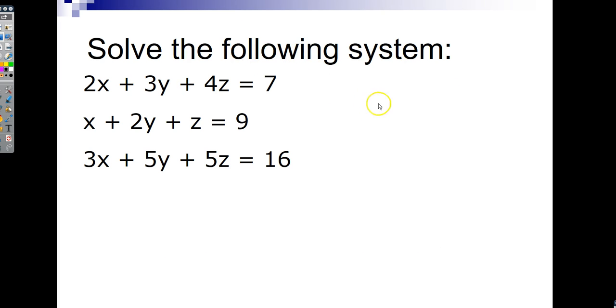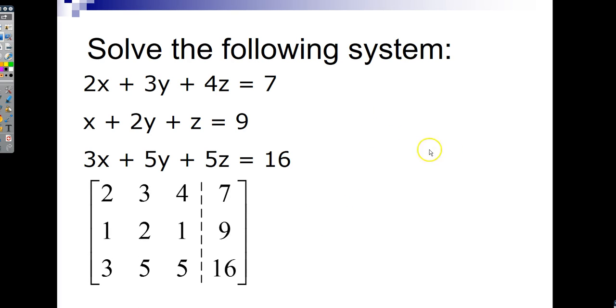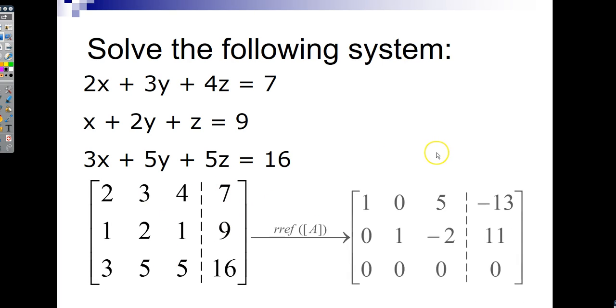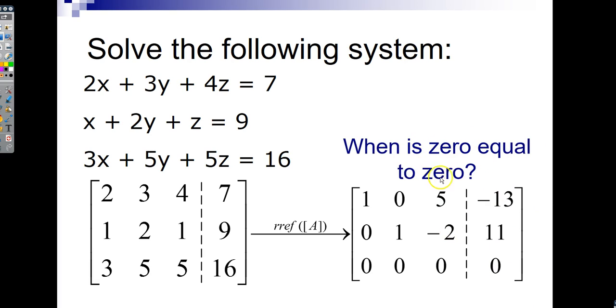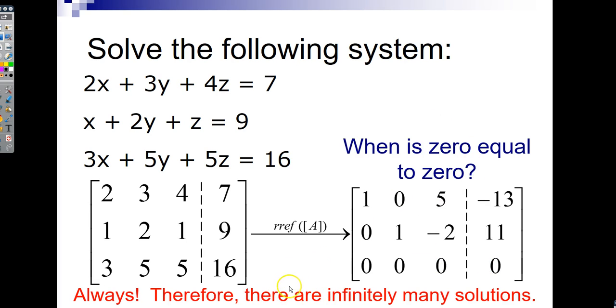Alright, solve the following system. First we're going to want to make the augmented matrix, and then we're going to RREF it, and this is what you should get. Now what happened here? Notice that the identity is gone, or this should be a 1 and we should have 2 zeros. So when is 0 equal to 0? Yes. So therefore, let me move this down a little so you can see it.